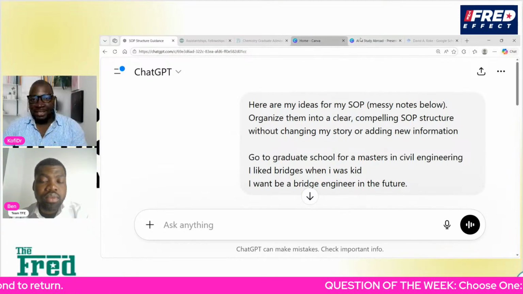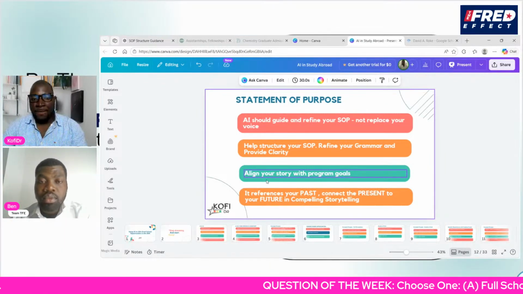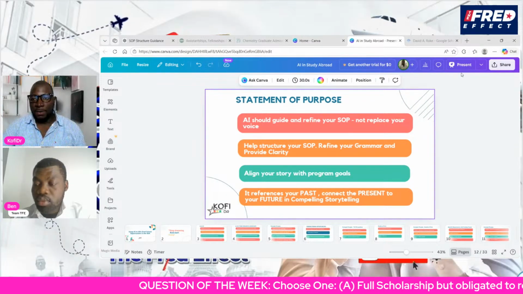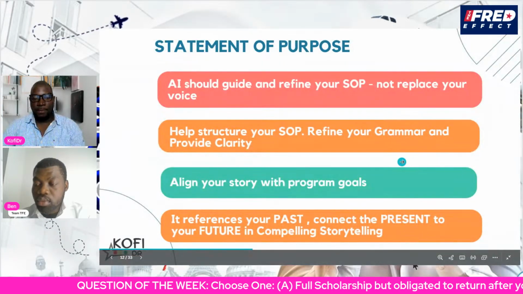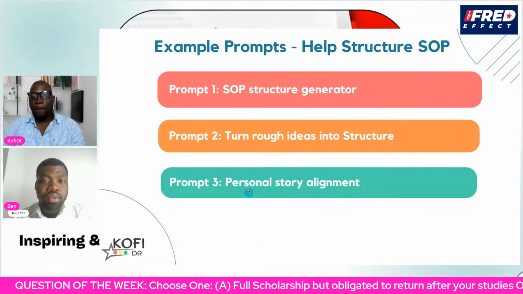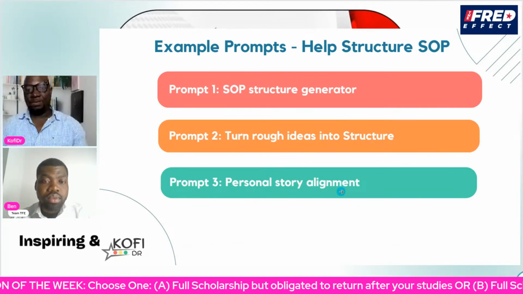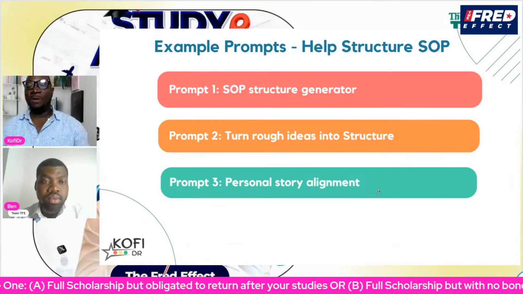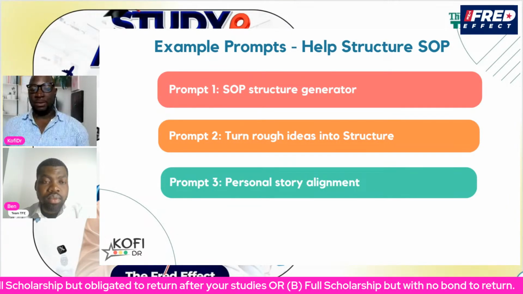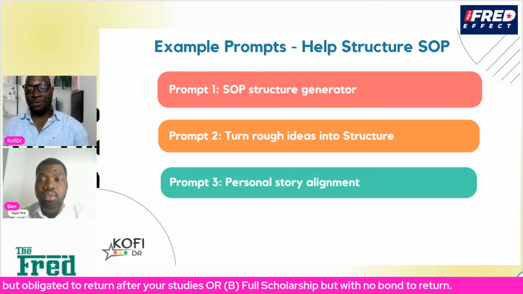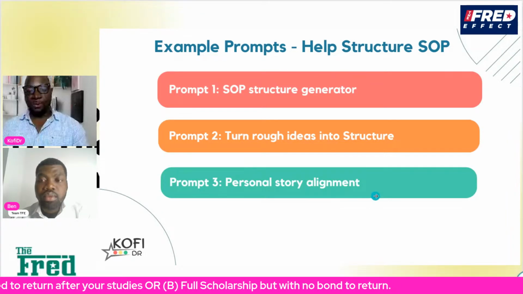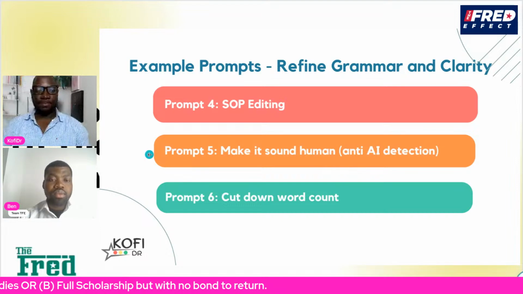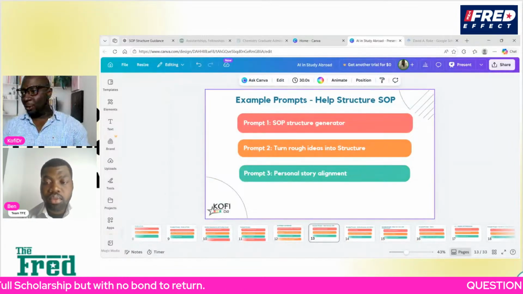Now the next thing will be aligning. Oh no, I'm not there yet. Your personal story alignment. So let's say you have your own story. You've already written your statement of purpose, or you have your story and you want AI to help you align your story, maybe with a program. How do you prompt it?